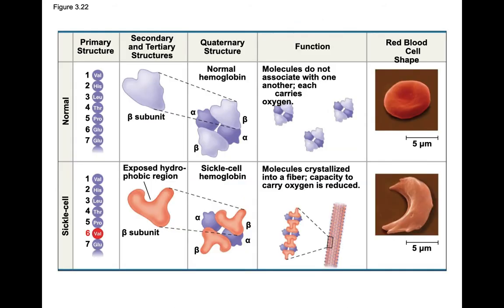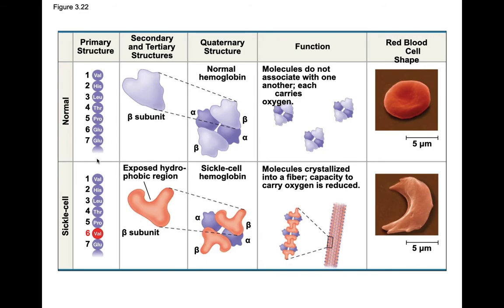So when it comes to the creation of proteins, the order of amino acids is super important. So on the top of this figure, we have a normalized red blood cell where we have 7 amino acids in order that form a beta subunit, which comes together to make normal hemoglobin. And we don't have those red blood cells clumping, and they're able to carry oxygen.